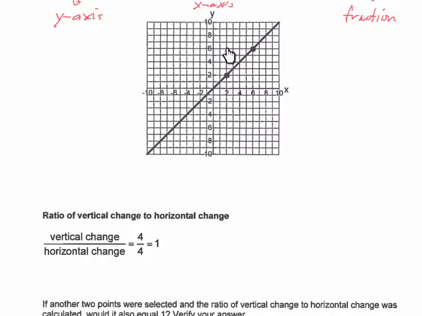And then once we reach that point, we go 1, 2, 3, 4 to the right, which we know is a positive change for our x, our horizontal change. That's where they get this positive 4. And we know 4 over 4 simplifies to 1. So that vertical change was described right here. We went up 4, and we went to the right.